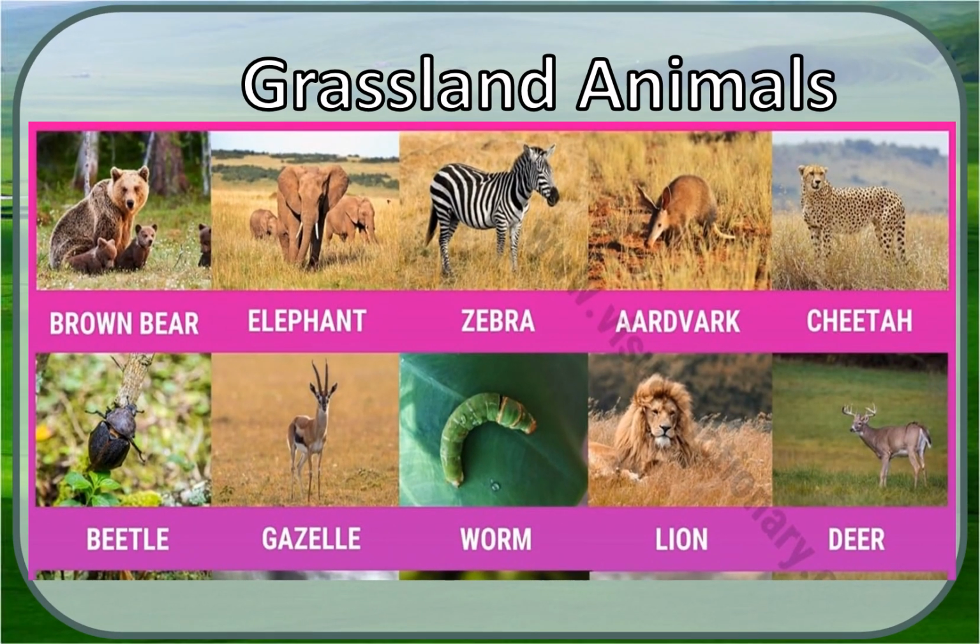So here are more examples of grassland animals. We have brown bear, elephant, zebra, aardvark, cheetah, beetle, gazelle, worm, and Lion King's Mufasa.